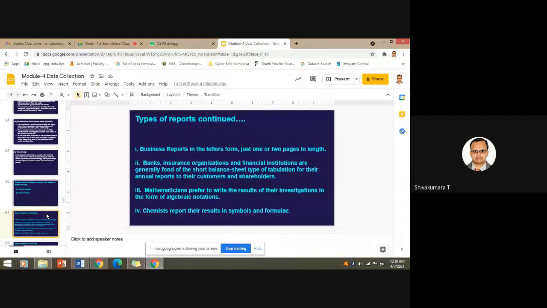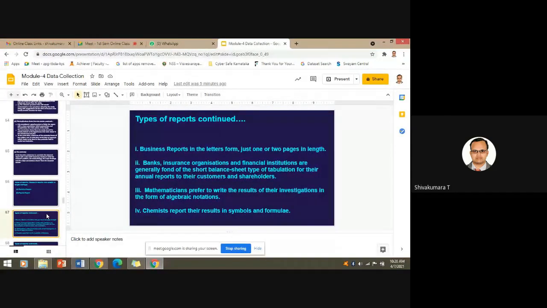Usually business involves selling and buying. If you are generating quarterly reports, monthly reports, weekly reports, half yearly reports, annual reports, usually business reports will have 1 or 2 pages of report information. Report content, what is the style of reporting? Usually statistical style.